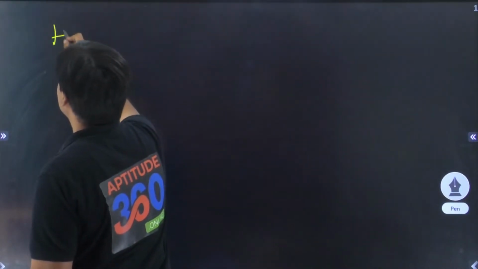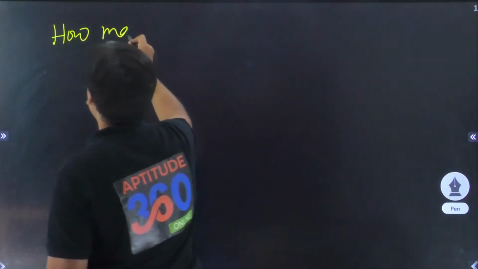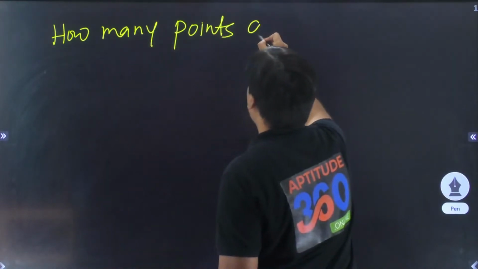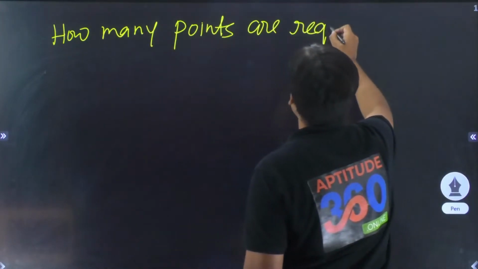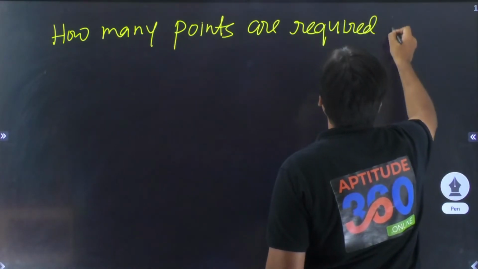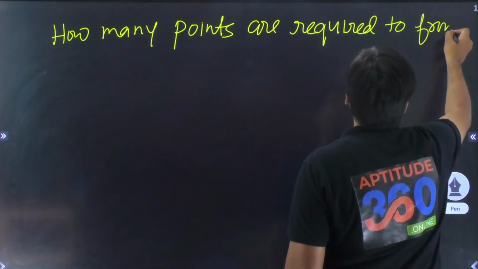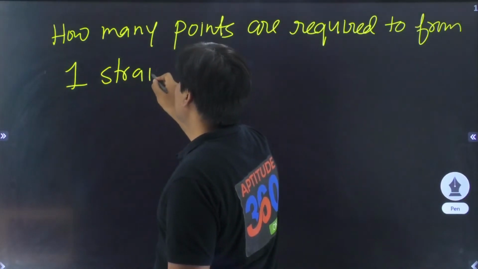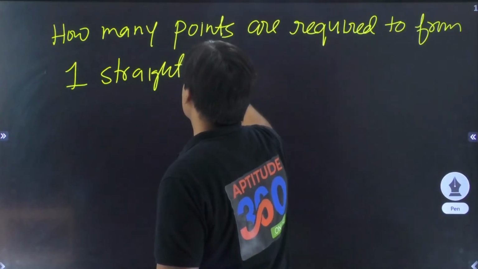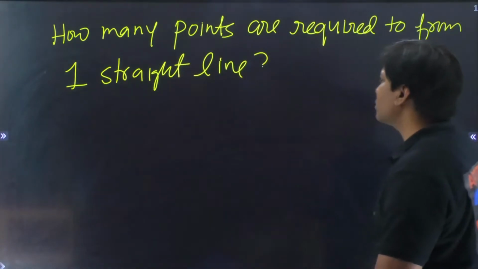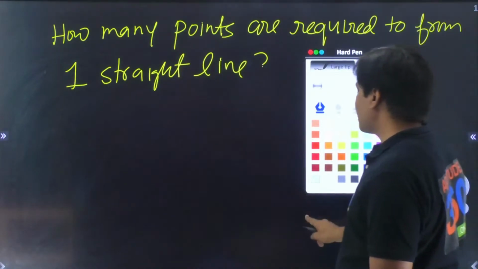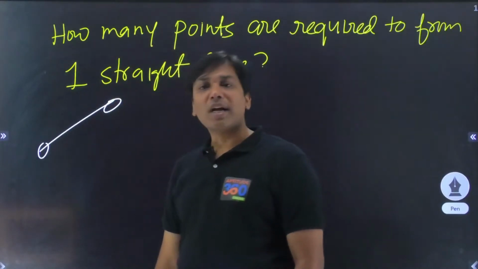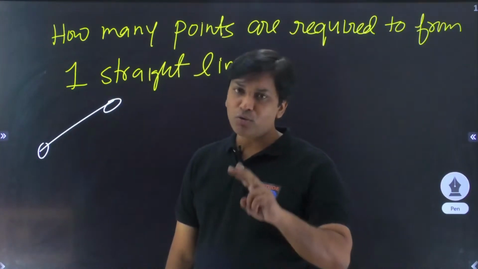How many points are required to form one straight line? Obviously this has to be nothing but 2 points. भाई आप कोई भी स्ट्रेट लाइन बनाएगा आपको 2 पॉइंट तो चाहिए होंगे ना, एक ये और एक ये. One starting point, the other is ending point. We need to have 2 points.